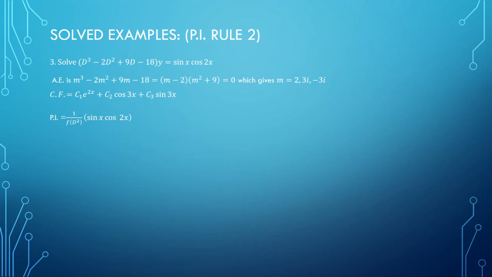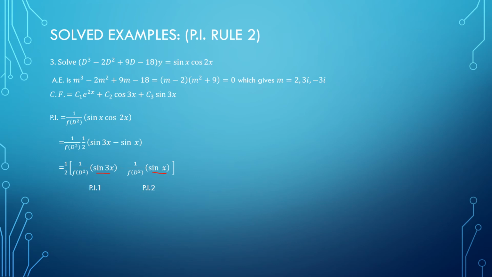When I operate my inverse operator over sin x into cos 2x, I cannot operate it directly. I have to simplify my sin x into cos 2x, which can be simplified using the sin a cos b factorization formula. So it gives me half into sin 3x minus sin x. Let us split our inverse operator on both the terms so that we can operate separately, because in both cases my value of a will be different.